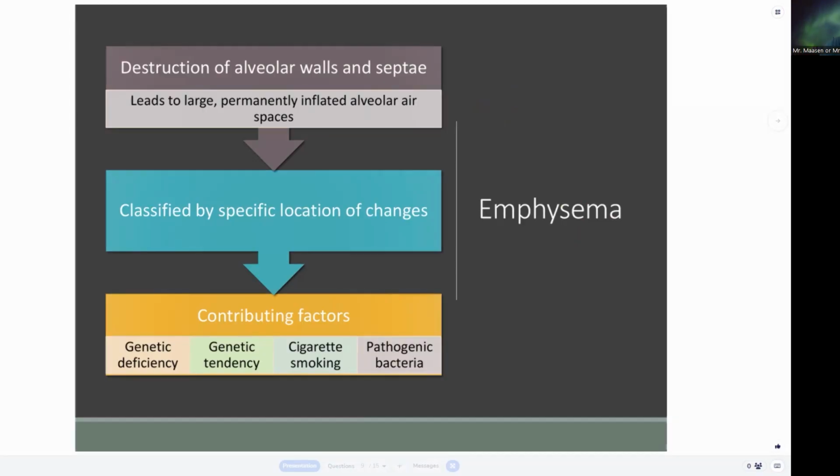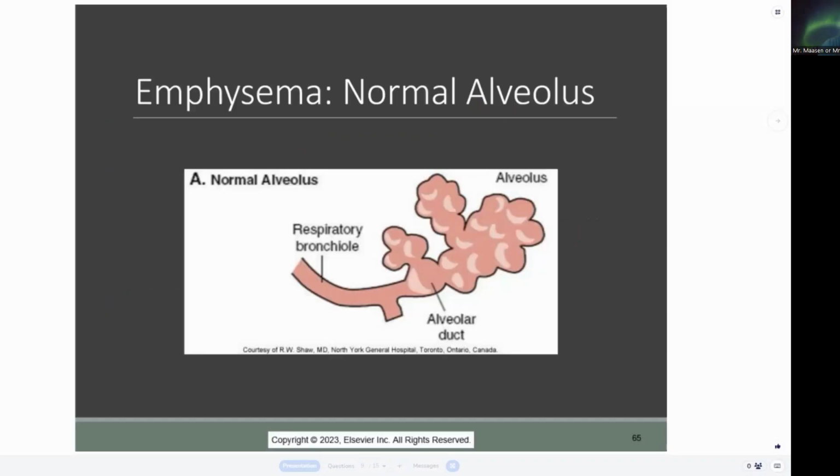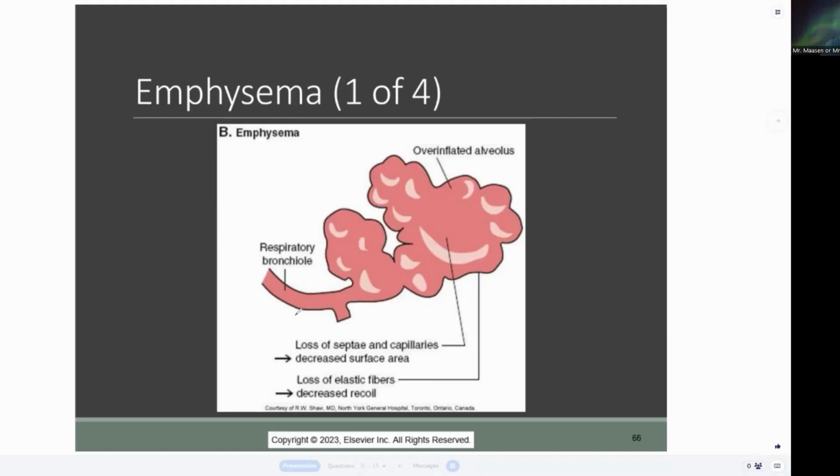What happens? Cigarette smoking is a common cause of emphysema. There are genetic links. Infection can be a cause of it. So this is showing you a normal alveoli, kind of this sac. And then here is an emphysemic alveoli. It's lost its separation in the capillaries. It's lost its structure. Its elastic fibers don't have good recoil, and it's just like a big balloon now. Air is getting trapped here.